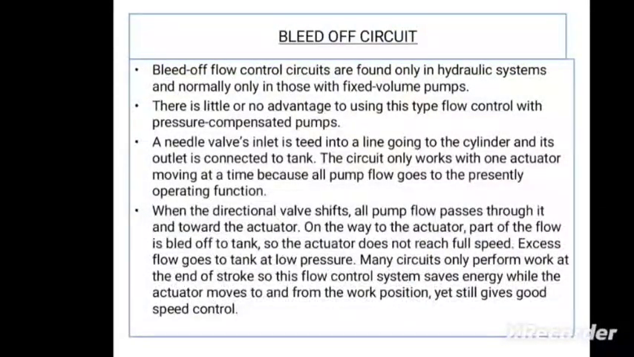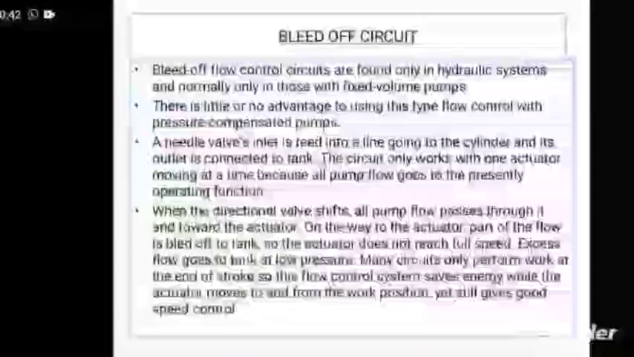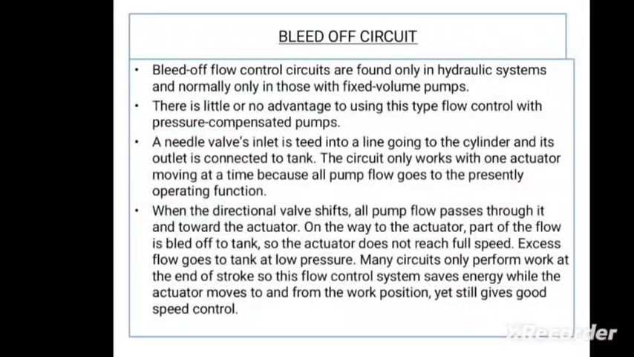A needle valve's inlet is teed into a line going to the cylinder and its outlet is connected to tank. The circuit only works with one actuator moving at a time because all the pump flow goes to the presently operating function. When the direction valve shifts, all pump flow passes through it towards the actuator. On the way to the actuator, part of the flow is bled off to tank, so the actuator does not reach full speed. Excess flow goes to tank at low pressure.